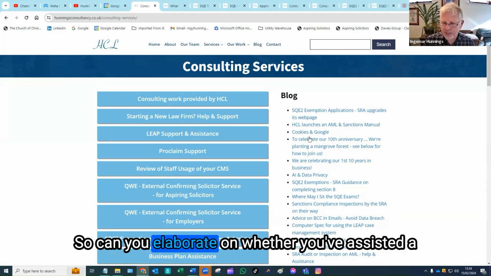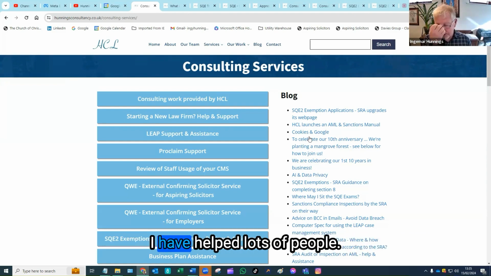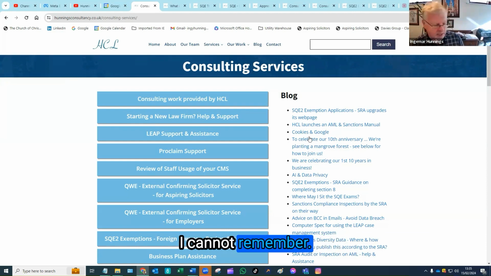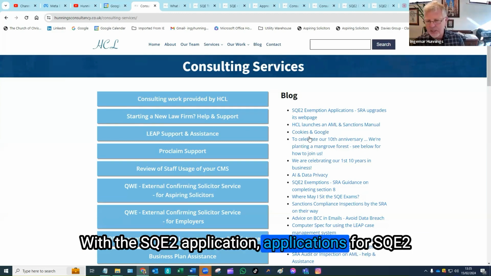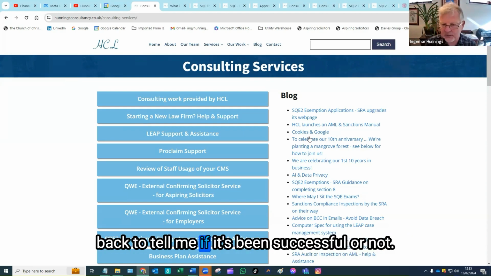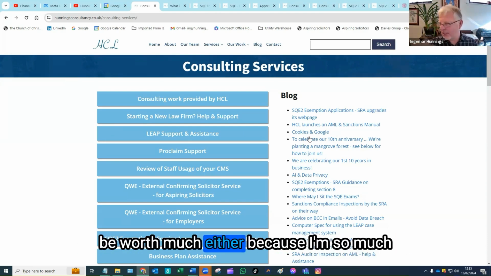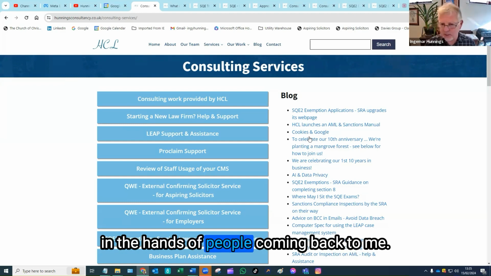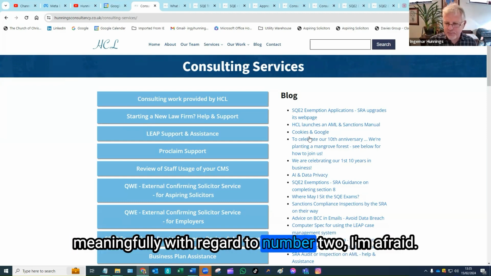So can you elaborate on whether you've assisted a Canadian lawyer for an exemption in SQE2 and SQE1, and what's the success rate? I have helped lots of people. I cannot remember, I'm afraid, and certainly success rates with the applications for SQE2 exemptions. I help with getting it, but I only know if it's been successful if someone comes back to tell me if it's been successful or not. So I really haven't got any stats, and they wouldn't be worth much either because I'm so reliant on people coming back to me. So I'm not able to really answer you very much meaningfully with regard to number two, I'm afraid.